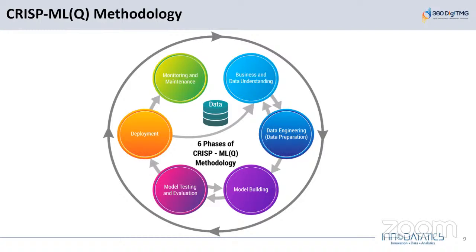The second phase is data preparation. How do we organize the data for modeling? This phase is often referred as data munging. It prepares the final data sets for modeling. So you have to basically select the data, clean the data, construct the data, integrate and format the data.